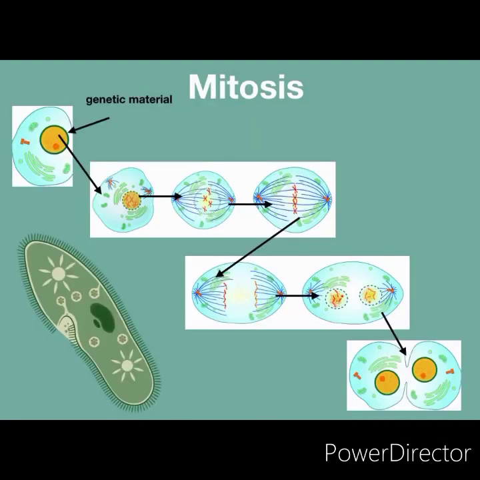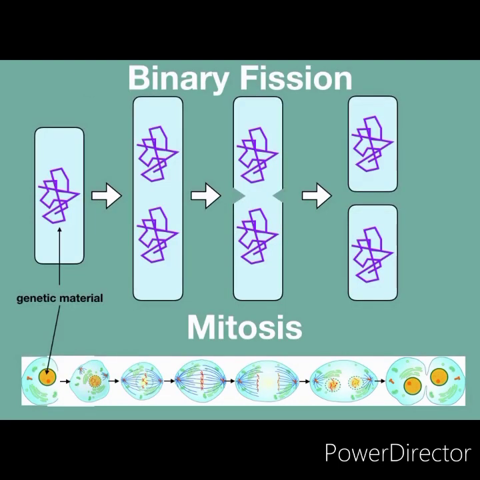Mitosis is very similar. In single-celled eukaryotes, these are organisms with a nucleus, they have a form of binary fission called mitosis. Like binary fission, mitosis involves the copying of the genetic material and the splitting of the cell. However, it also includes the splitting of the nucleus.